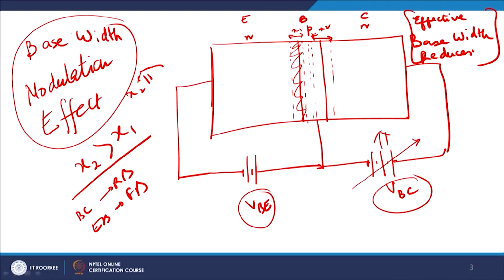So, we make a small change in our understanding and say that in a second order effect, if the base width is very small and we are varying our VCB to a larger extent, we would expect to see a large change in the effective base width, which will result in a large change in the output current. So, this is what we learn and have understood as far as this course is concerned.